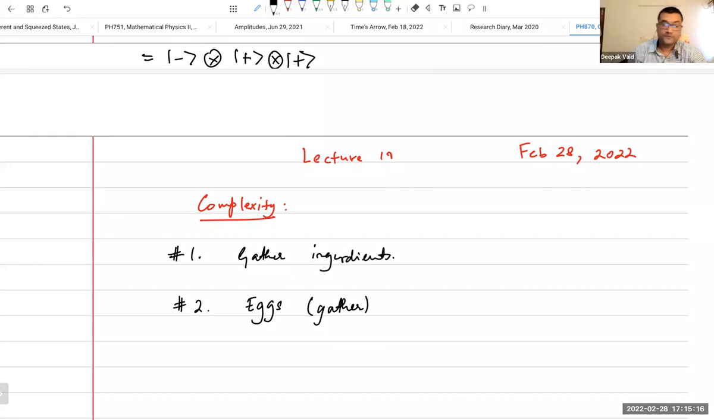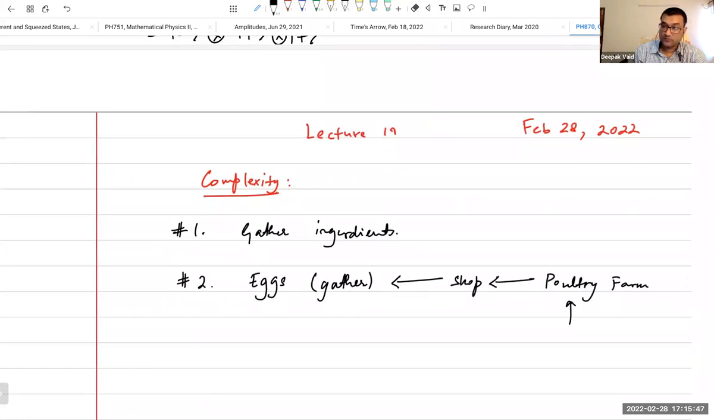Where do eggs come from? Poultry farm. You have direct access to a poultry farm? Not actually. From the shop. From the shop, right? Okay. And presumably from the poultry farm. But where do they come from? From the poultry farm, right? They come from the chicken.